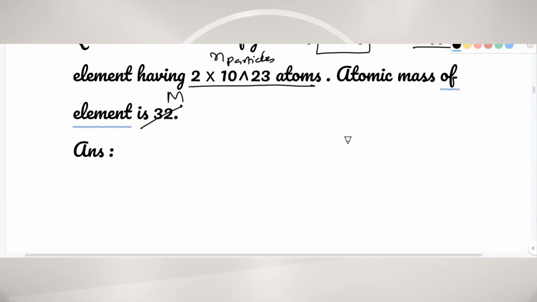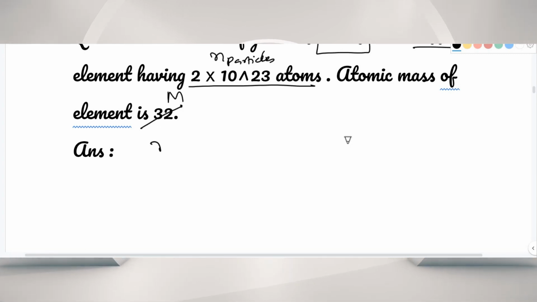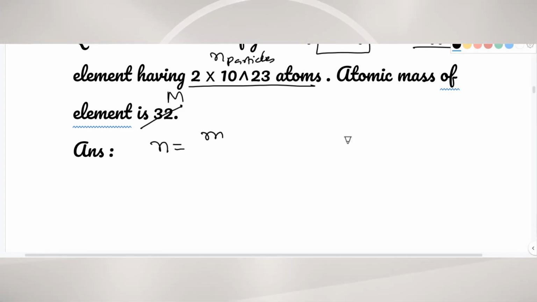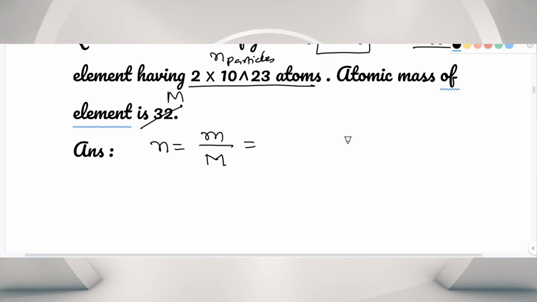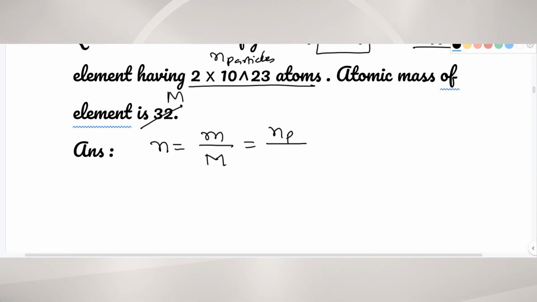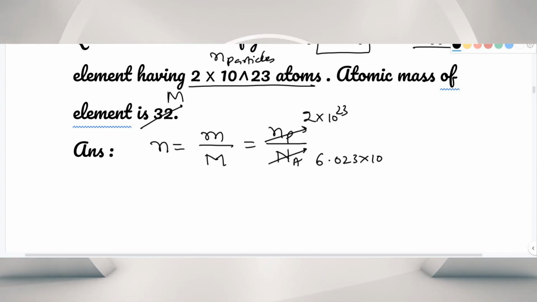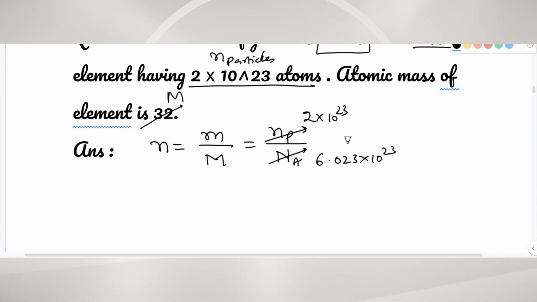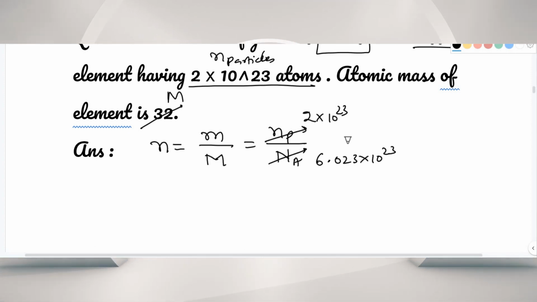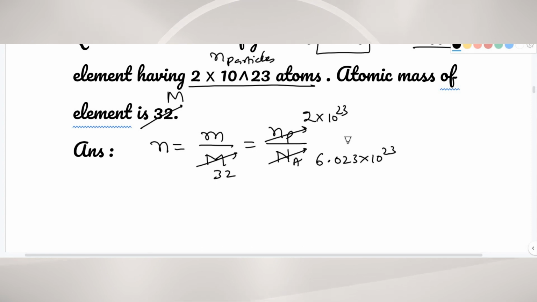So we are using that common connecting formula I wrote. Number of moles is given mass by molar mass, that is number of particles by Avogadro number. Number of particles in the question is 2 into 10 to the power 23. Avogadro number is 6.023 into 10 to the power 23. Most of the times we are not rounding, we take the number as 6.023. At times, we just have to round up. Molar mass is given, 32. So we have to find mass.